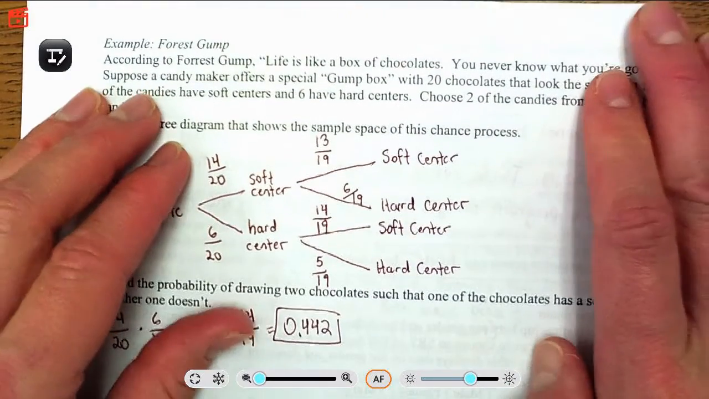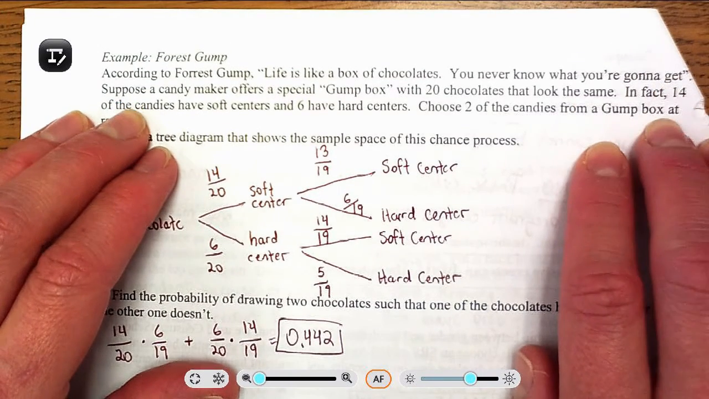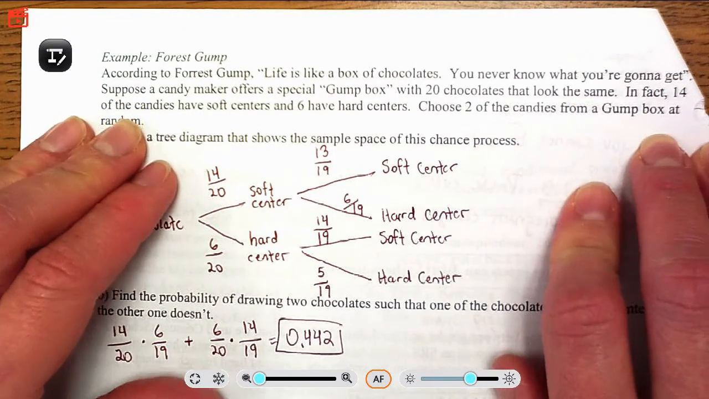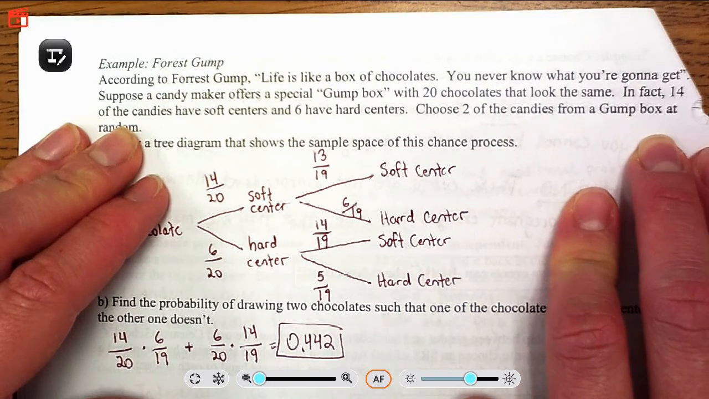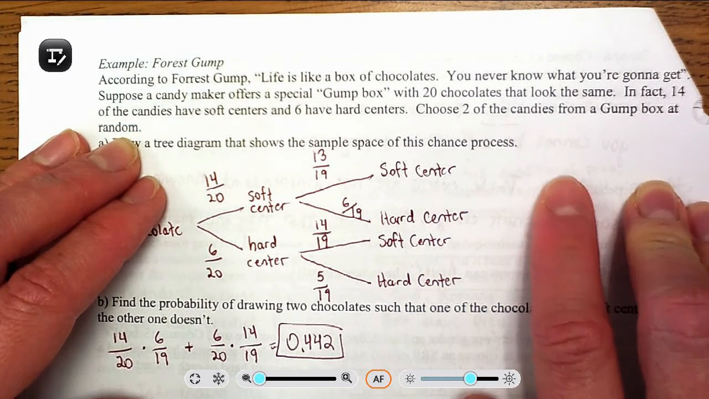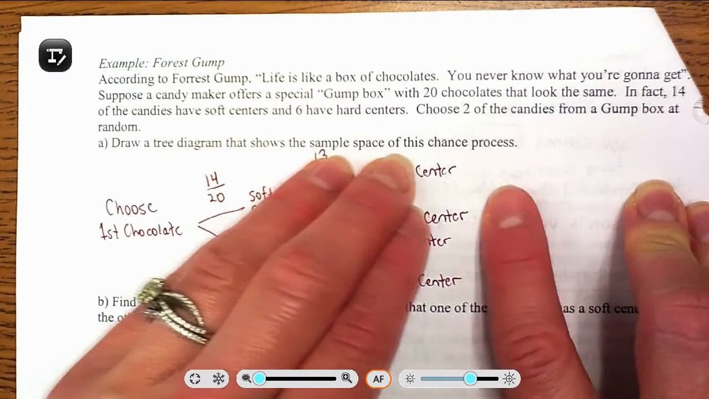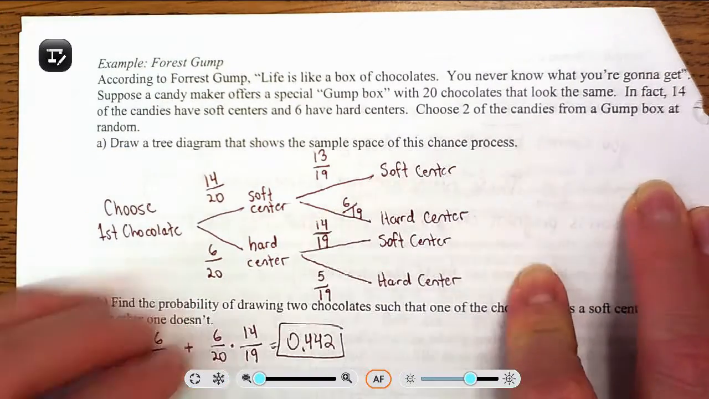According to Forrest Gump, life's like a box of chocolates. You never know what you're going to get. Suppose a candy maker offers a special Gump box with 20 chocolates that look the same. In fact, 14 of the candies have soft centers and 6 have hard centers. Choose two candies from the Gump box at random. Draw a tree diagram that shows the sample space across the chance process.